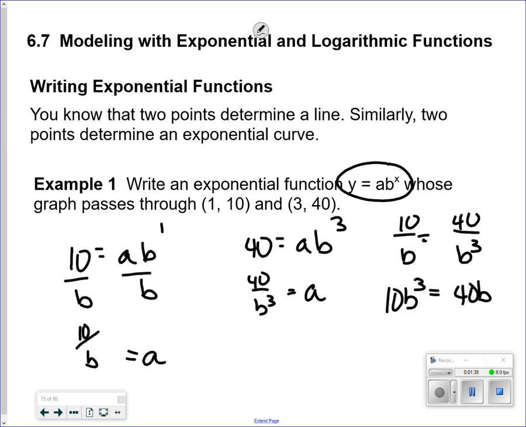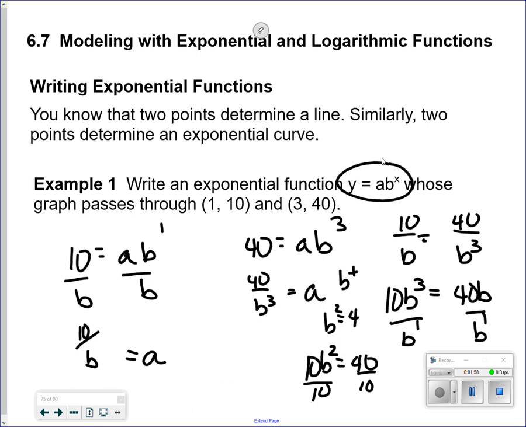Now, here's my helpful hint to you. Always divide by the b with the least exponent, smallest degree. So I'm going to divide by b to the first. And so 10b squared equals 40. Divide by 10. b squared equals 4. And I know I'm running out of room, but b would equal plus and minus 2.